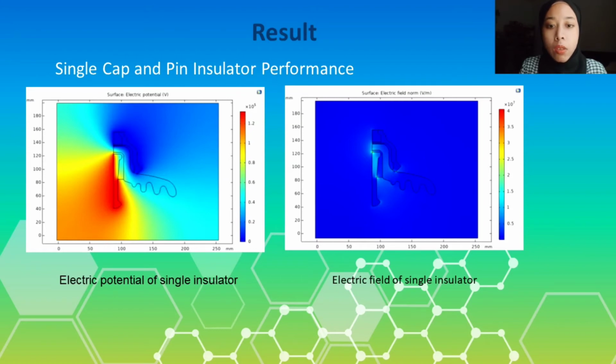Okay, as for the result, this model is designed to analyze a single insulator cap and pin before it is joined to a string insulator. The figure on the left side shows the potential distribution contour across a single insulator. The red color shows that the distribution contour across the insulator has the largest potential in the area closest to the pin. The figure on the right side shows the equipotential lines of the electric field distribution are shortened in the region closest to the steel pin.